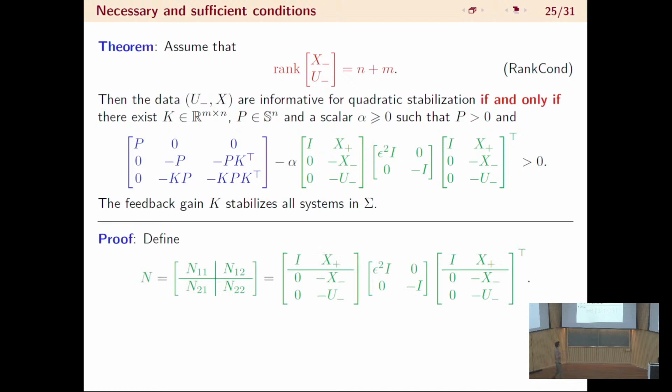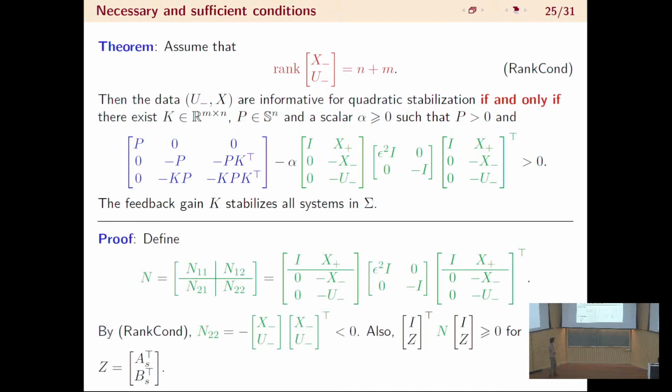Aha. But now I know what we can do, because I just take Z to be the true system, A_S transpose, B_S transpose. I know that the true system is consistent with the data, so it must be in the set Sigma of systems consistent with the data, meaning that this inequality must be satisfied. Great. So we know that indeed there exists a Z for which this inequality is satisfied, which, by the previous slide, shows that the Schur complement must be positive semi-definite. Fantastic. So we showed the two assumptions of the S lemma, namely N22 is negative definite and the Schur complement is positive semi-definite, which means that the matrix S lemma is applicable in this context and this theorem is true. So now the theorem follows from the matrix S lemma. Nice.